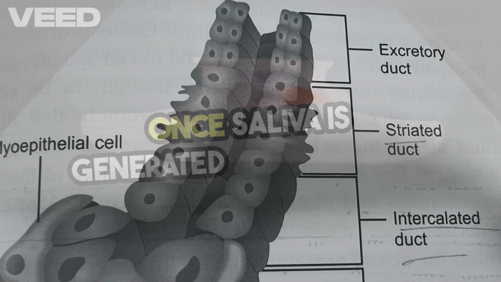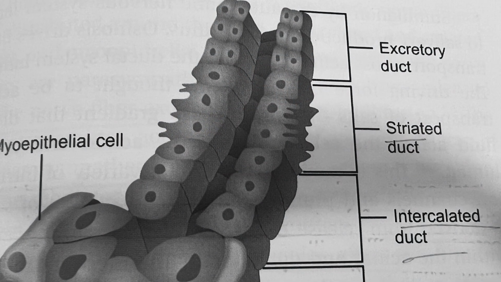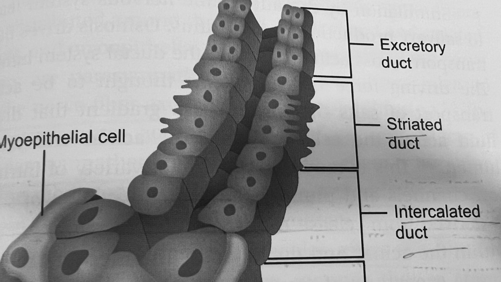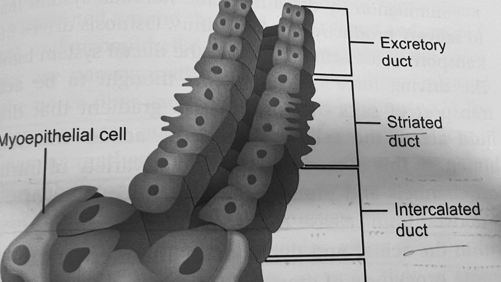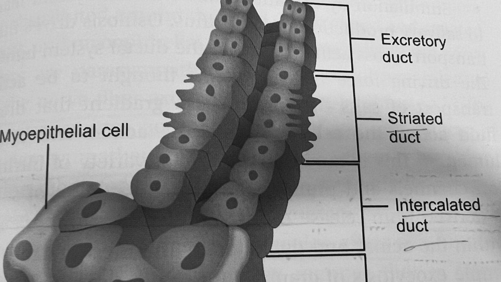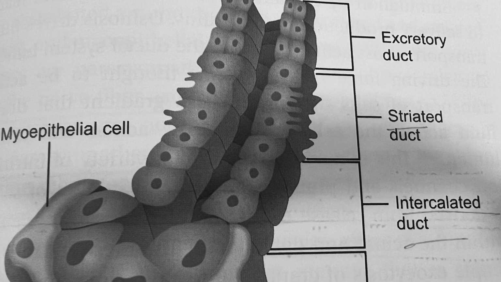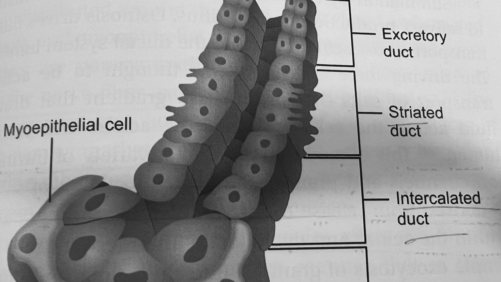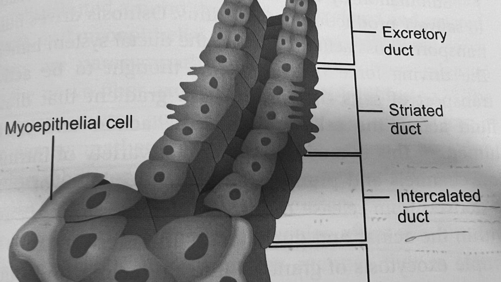I want to share some insights into the salivary gland secretory unit, which plays a crucial role in both digestion and oral health. Today, I'll be discussing the four main components: the acini, the intercalated duct, the striated duct, and the excretory duct, and how they work together to produce and modify saliva. Let's start with the acini.